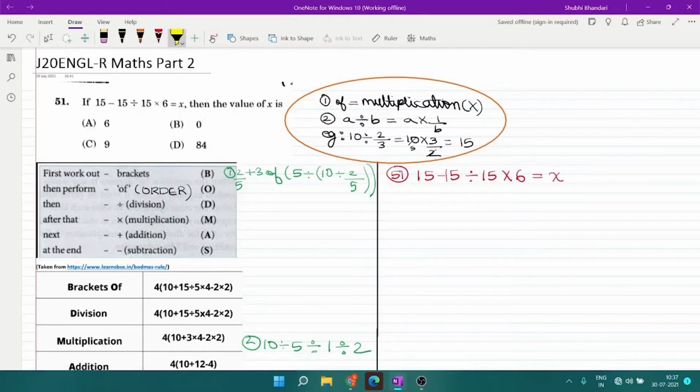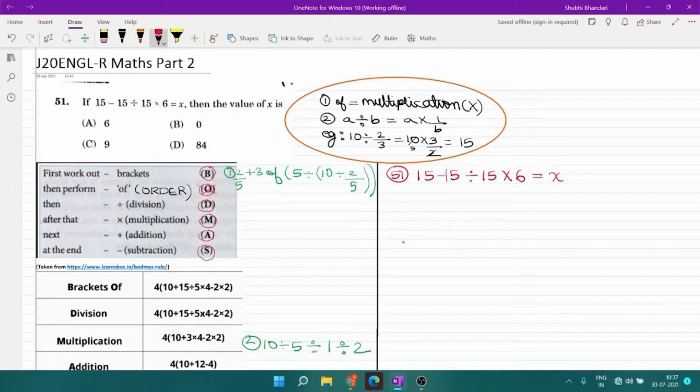It says that to solve an equation, the first thing we need to solve is the terms inside the bracket, then order. But since we don't know order in class 6, we will ignore this. Then division, then multiplication, then addition, and then subtraction. Let us try to understand this with the help of an example.